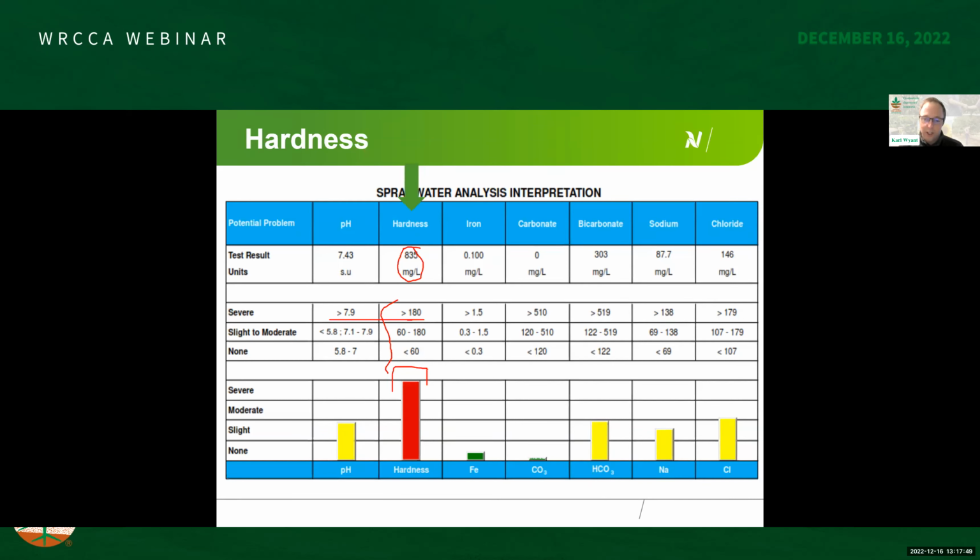I mentioned the pH issue. It's a slight to moderate. Water hardness, this is an immediate red flag and literally a big red bar on the screen. So we'll talk about what water hardness is and then talk about how it impacts your ag chem.